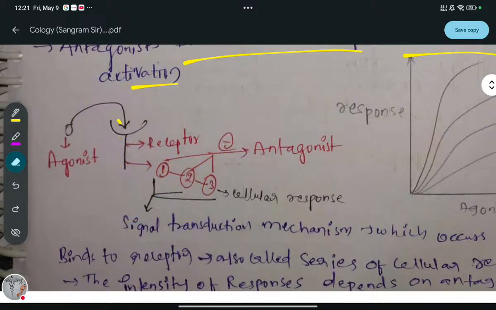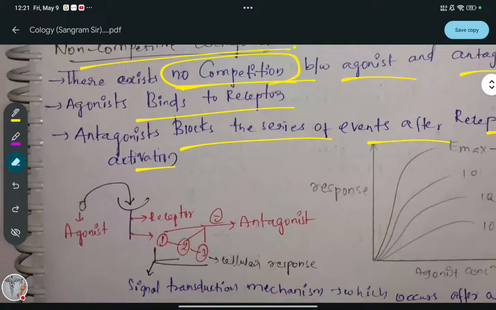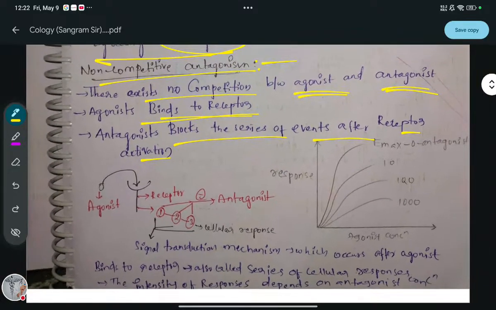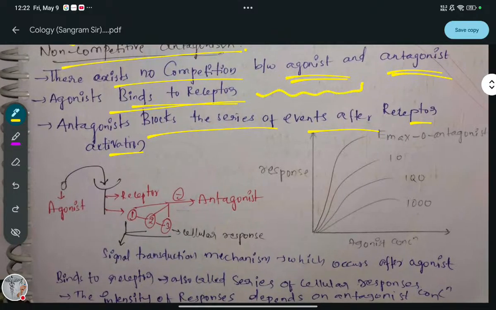Effect will be decreased. So in this way, non-competitive antagonism takes place. So there exists no competition, you have to remember in that case. The competition is between agonist and antagonist only. Next, the agonist binds to the receptor, then the agonist will try to show its series of actions.